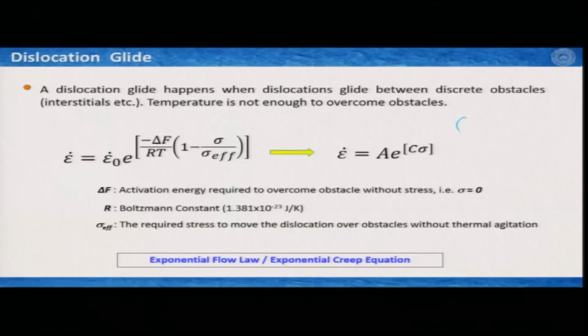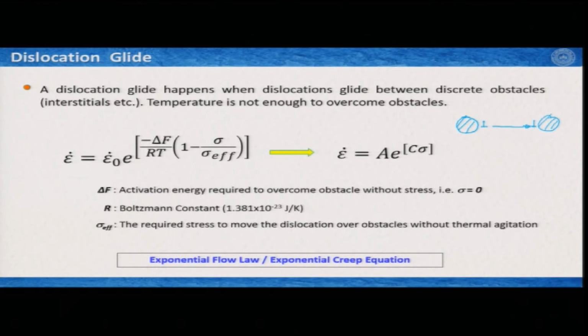So, first the dislocation glide. A dislocation glide happens when dislocations glide between discrete obstacles. So, that means if I have an obstacle here, and an obstacle here, then a dislocation can move from here to here.